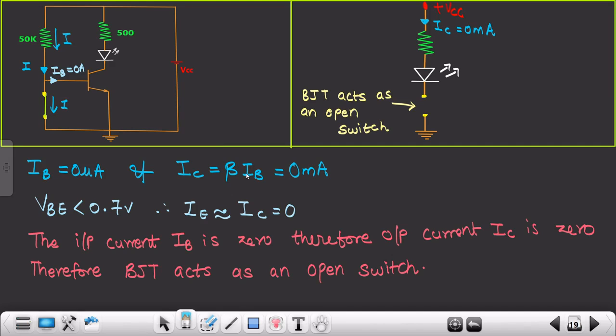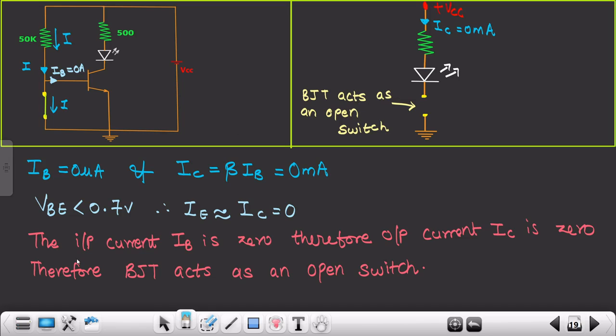And due to this, what is going to happen? This particular BJT acts as an open switch. Why? Because the IB or the input current is 0, and as the input current is 0, your output current is also 0, and therefore the emitter current is also 0, which indicates that your input voltage VB is less than 0.7 volts, and therefore this BJT acts as an open switch.